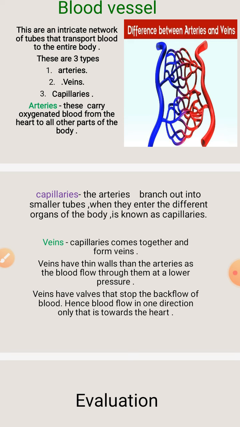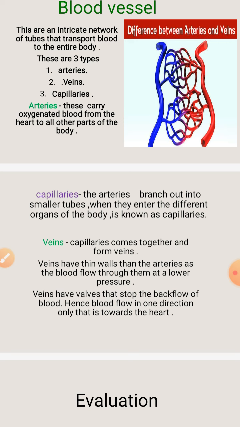Veins carry the oxygen-deficient, or we can say deoxygenated blood, and carbon dioxide rich blood back to the heart. Veins have thinner walls as compared to arteries, as the blood flowing through them is at a low pressure.